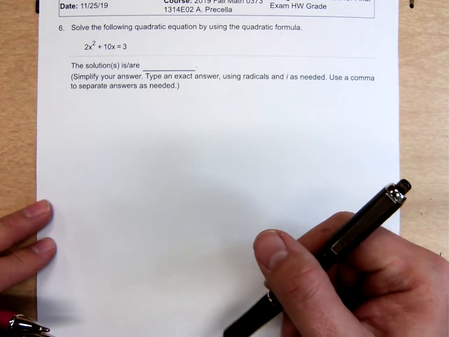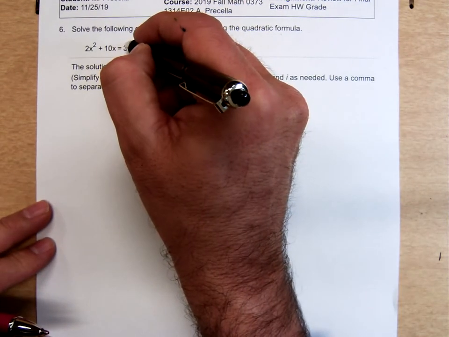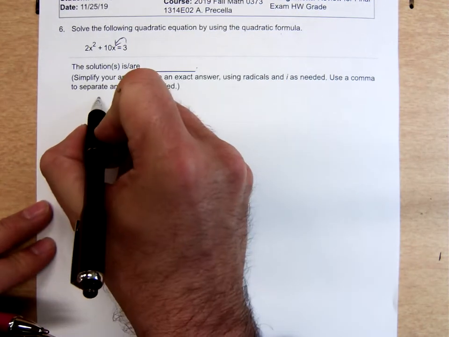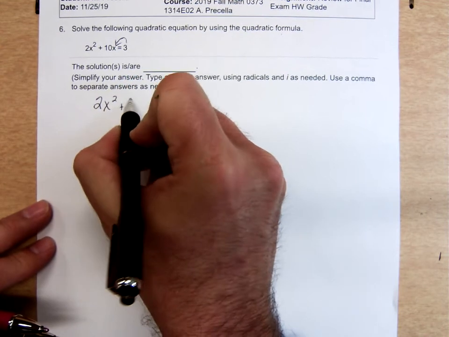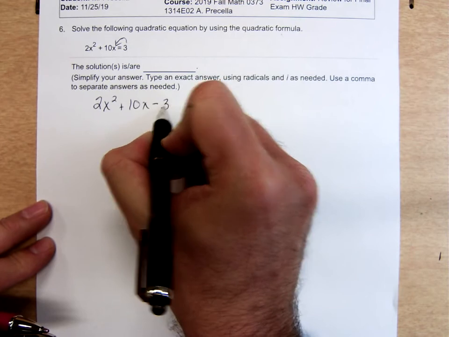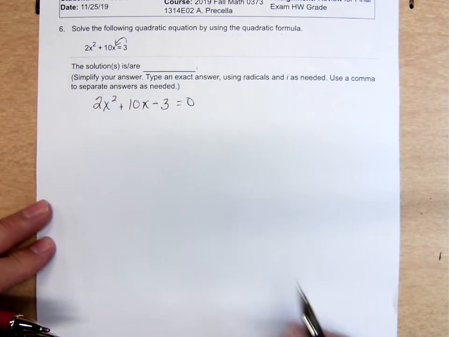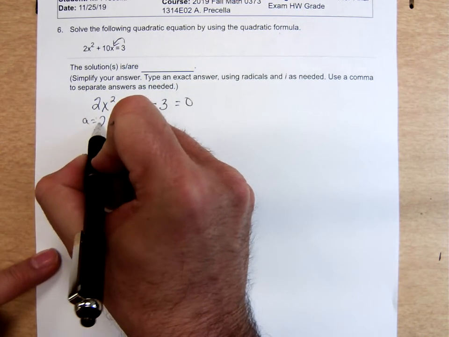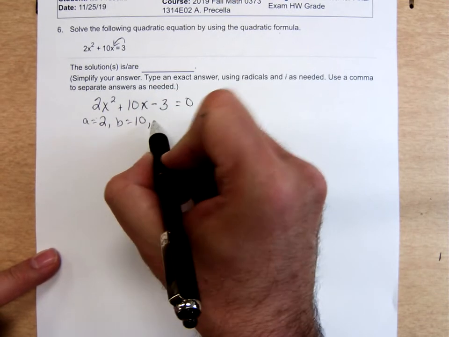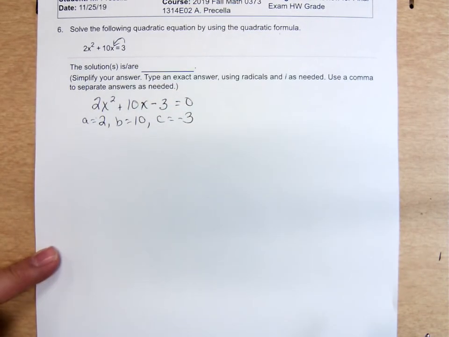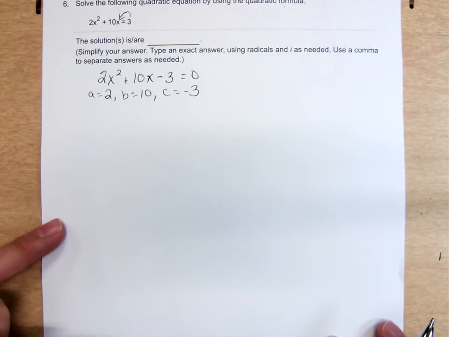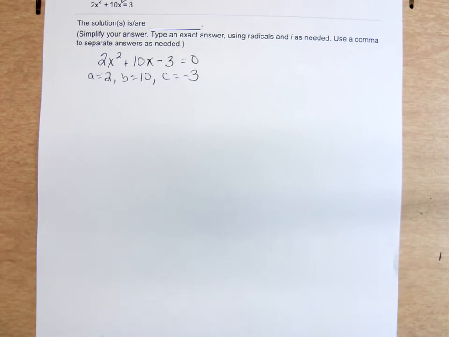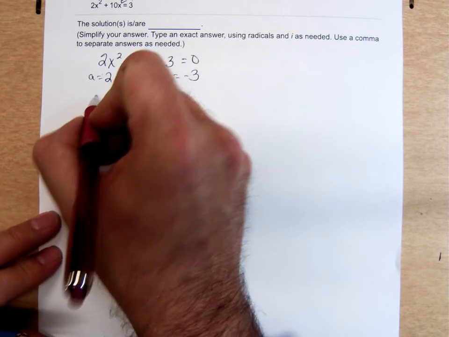So, let's see. To use the quadratic formula, the equation has to be in standard form with a 0 on one side. So I'm going to write it as 2x squared plus 10x minus 3 equals 0. And let me go ahead and write out what a, b, and c are. a is 2, b is 10, c is -3. Let me go ahead and write down the quadratic formula.